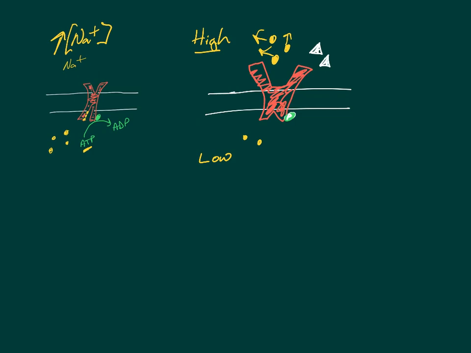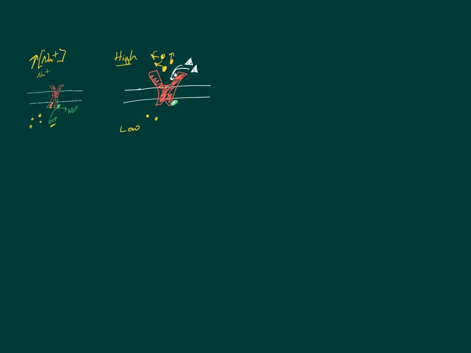So for every three sodiums that go out, you get 2 potassiums coming in. You see they go here and here. They attach. And as that happens, the protein changes shape again. We call these conformational changes. The protein changes shape again. And what you end up with is these triangles stuck on here.